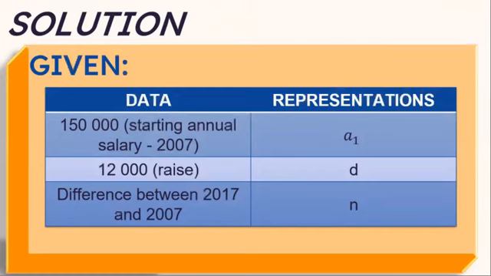And our common difference, as I have mentioned in our first step, is 12,000 kasi yun yung idadagdag sa kanyang sahod every year. And the number of terms will be the difference between 2017 and 2007. So ilang taon yung lilipas mula 2007 hanggang 2017. So yun yung number of terms. Why 2007? Kasi 2007 po ang start ng taon na siya ay mag-uumpisa. And then ang hinahanap po natin ay yung kanyang magiging sahod in the year 2017.